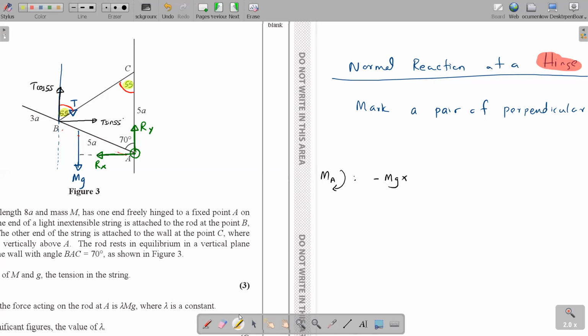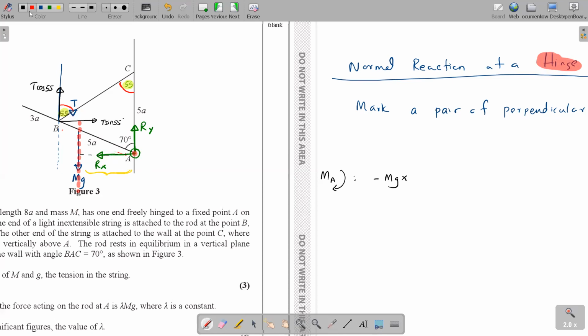Can you guys see? So the mg is this force. See, I'll mark it like this. I need the perpendicular distance between mg and the point A, between this line and this. What's the perpendicular distance between this line and this? Do you see it? It's this distance, right? Isn't it this distance? So how do we find that?